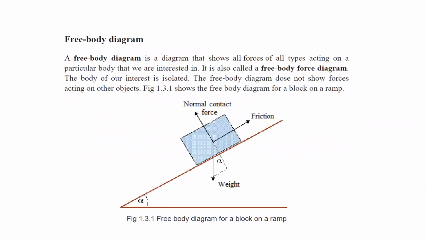Then what is a free body force diagram? A free body force diagram shows all the forces acting on the object, and the length of the arrow shows the size of the force. If I draw a shorter arrow, it means the value is small. If I draw a longer arrow, it means the value is big. So the length of the arrow represents the size of the force, and the arrow represents the direction in which the force is acting.